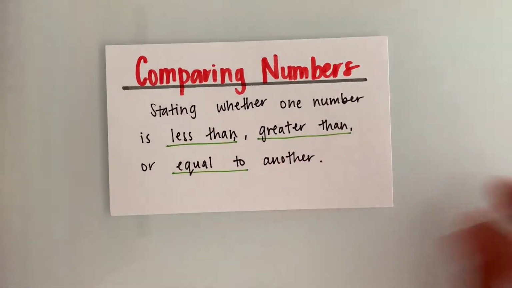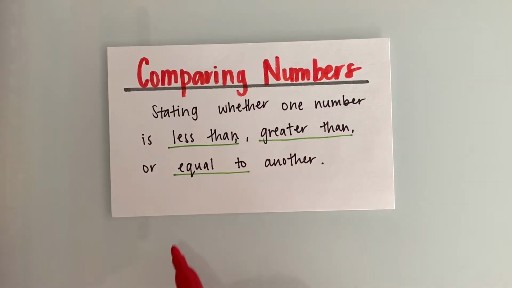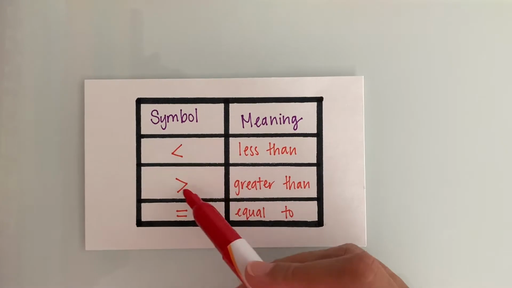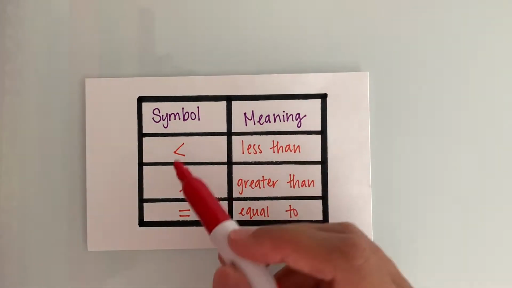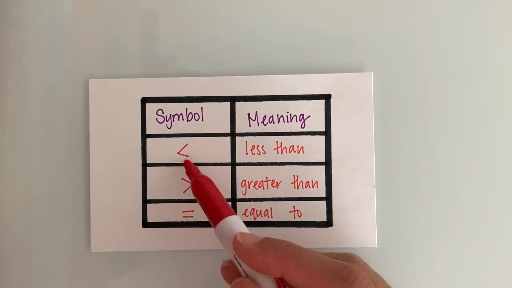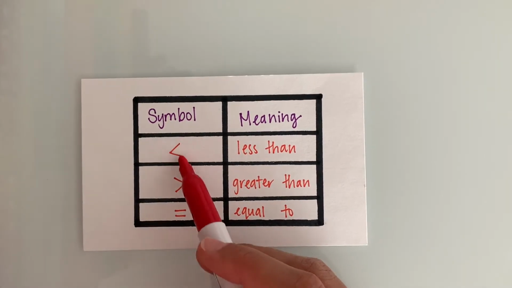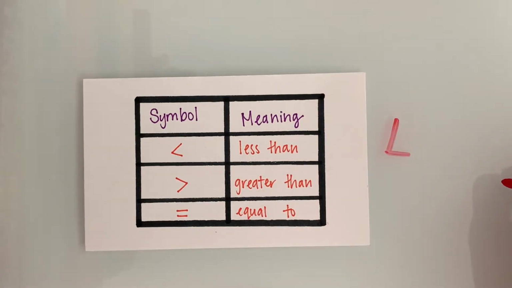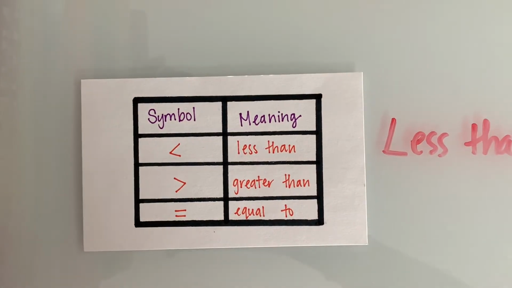Let's get started. Comparing numbers is stating whether one number is less than, greater than, or equal to another number. So to work with comparing numbers, we need to learn these symbols. This first symbol kind of looks like an L, doesn't it? Well, shockingly enough, that L shape stands for less than, which is perfect, right? That's how I like to remember it. That shape reminds me of an L, so therefore it means less than.